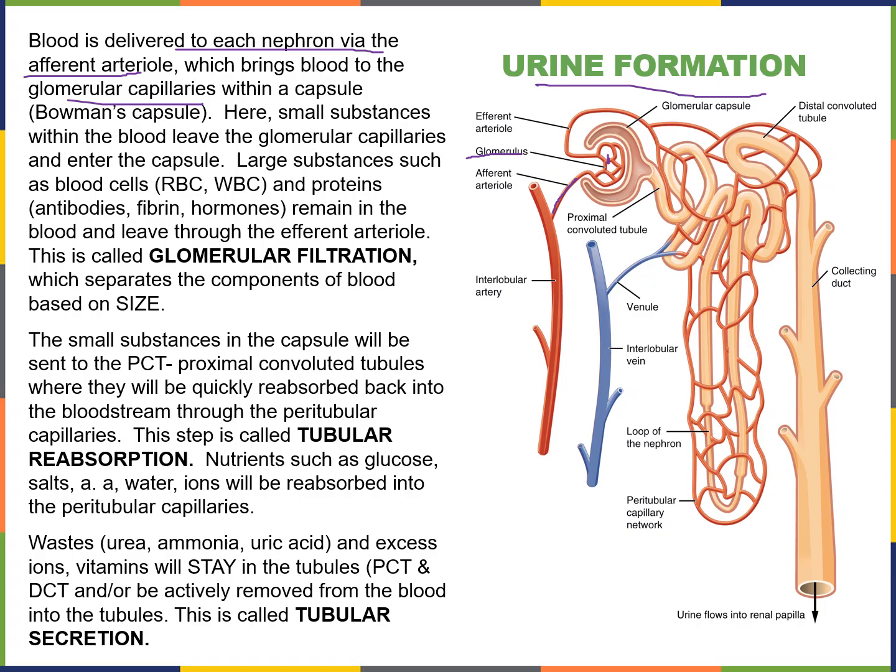Within a capsule, which is called the Bowman's capsule, so glomerular capsule or Bowman's capsule, that's a cup-shaped structure right there. So this is blood with everything that we possibly could find in blood. That's what's coming there. There's nothing special about this blood. It is whole blood. But what is not shown in the diagram is that the afferent arteriole has a larger diameter than the efferent arteriole.